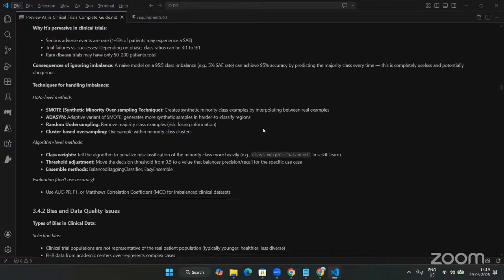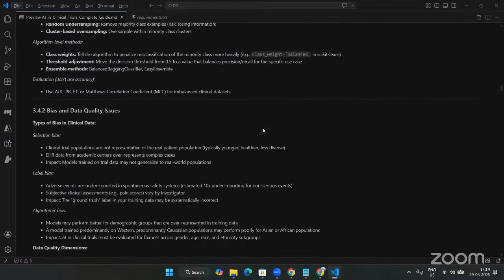Okay, that is useful. Now, 3.4.2 is bias and data quality issues. So, types of bias in clinical data: selection bias is there, label bias is there, algorithmic bias is there. Selection bias: clinical trial populations are not representative of the real patient population, typically younger, healthier, less diverse. Electronic health record data from academic centers overrepresents complex cases. Impact: models trained on trial data may not generalize to the real world.